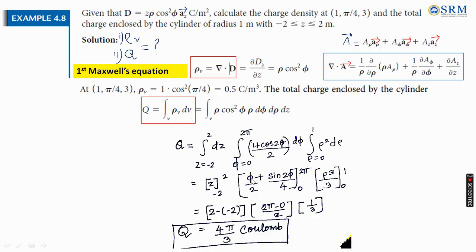Now I have to apply for phi. So it is 2 pi minus 0, and already 1 by 2 is there. Here it is 1 cube by 3, that is 1 by 3. So if I do the math, I will get 4 pi by 3 coulombs. This is the answer we got for the expression where the electric flux density is given. This is the total charge.